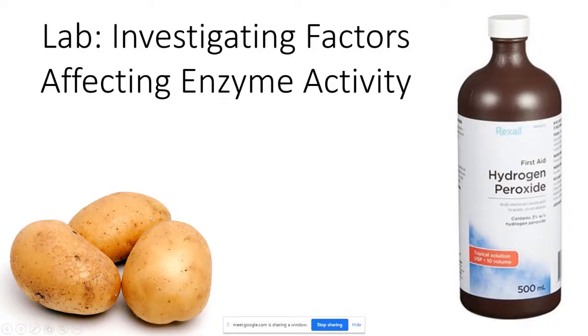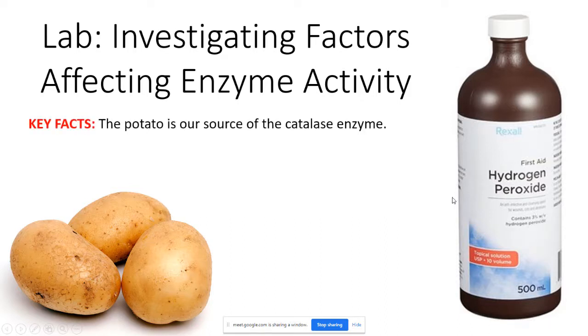All right, so let's walk through the first lab, investigating factors affecting enzyme activity. You're going to have chunks of potato, and you're going to have hydrogen peroxide as your main thing that you're going to try to work on. The key fact is that the potato, the cells themselves, are going to be our source of the catalase enzyme. The potato cells make catalase, in other words.